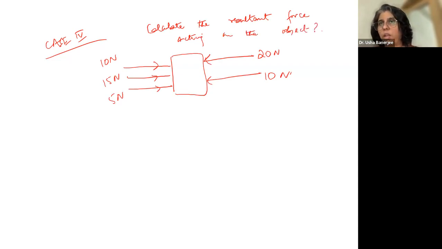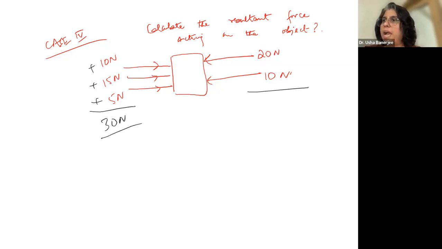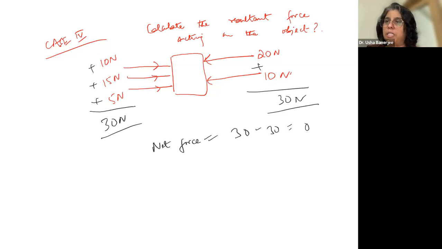Absolutely correct. So you will first add this up. So this is how much? This is 30 Newton. And you will add these two up, 30 Newton. So the net force or resultant force is 30 minus 30, 0. So the stone will not have any movement.